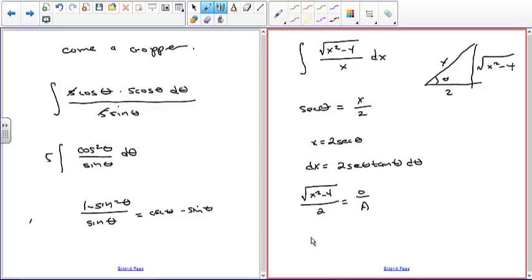Do we know what the integral of secant squared is? Yeah, okay, it'll be tangent. So that seems like a good option.